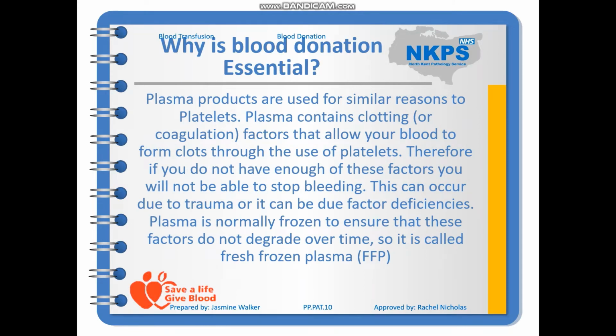Plasma products are used for similar reasons to platelets. Plasma contains clotting or coagulation factors that allow your blood to form clots through the use of platelets. Therefore, if you do not have enough of these factors, you will not be able to stop the bleeding. This can occur due to trauma, or it can be due to factor deficiencies. Plasma is normally frozen to ensure that these factors do not degrade over time, so it's most commonly called fresh frozen plasma, or FFP.